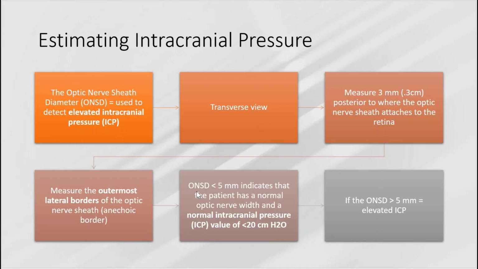And if the ONSD measures less than 5 millimeters, that indicates the patient has a normal optic nerve width and a normal intracranial pressure of less than 20 centimeters of water. If the ONSD is greater than 5 millimeters, then you suspect elevated intracranial pressure, but we don't know how high.